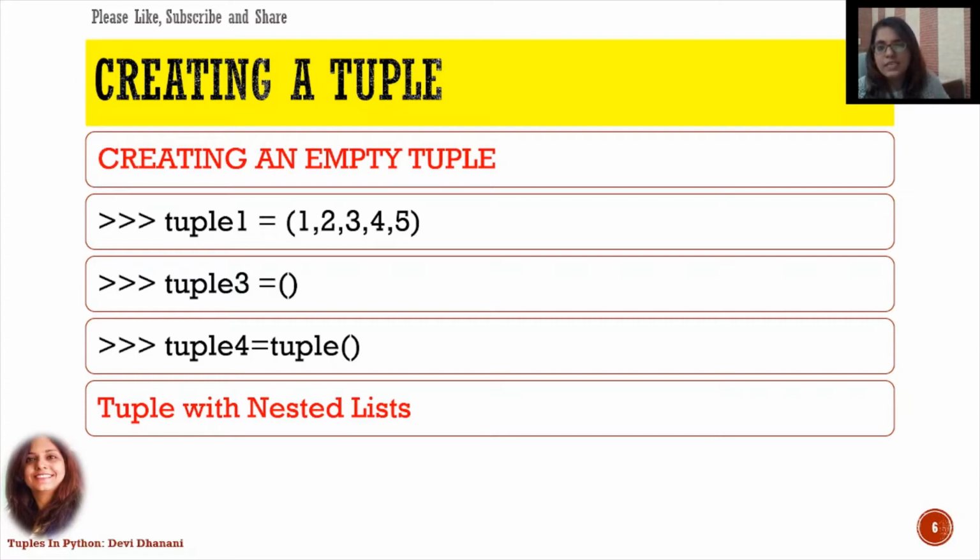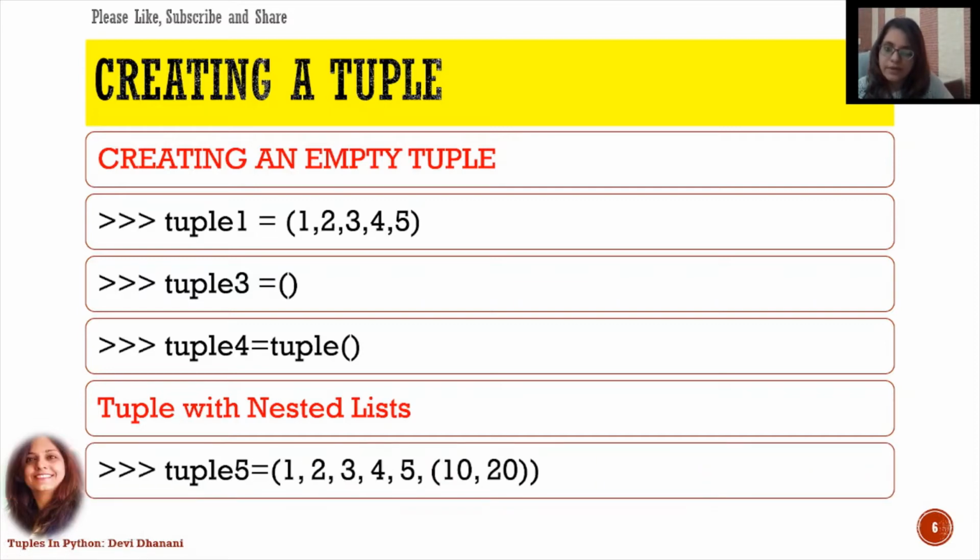We have already seen how to create a tuple with elements. Now how to create a tuple with nested elements. So herein you can see we can have a tuple within a tuple. So that is called a nested tuple. Here we have taken the example of a tuple within a tuple only. Tuple 5 is equal to 1, 2, 3, 4, 5, and the sixth one is going to be the nested element.